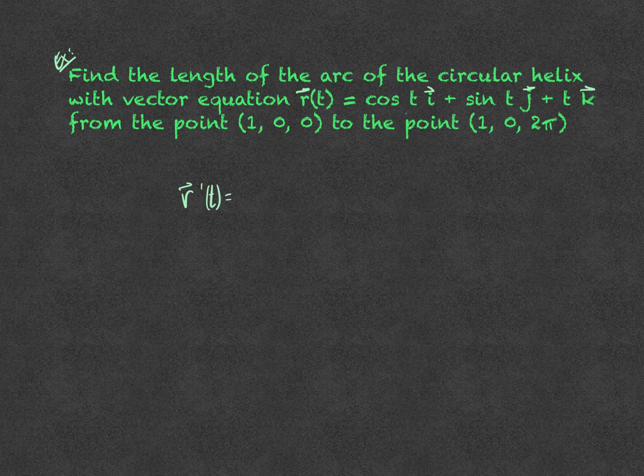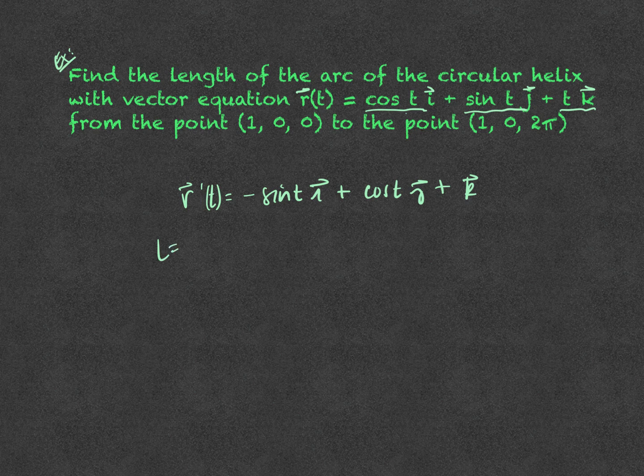I'm going to take the derivative. R prime of t: the derivative of cosine of t i is negative sine of t i, plus the derivative of sine of t j is cosine of t j, plus the derivative of t k is 1 k. So that's nice and easy. So we're going to integrate this.